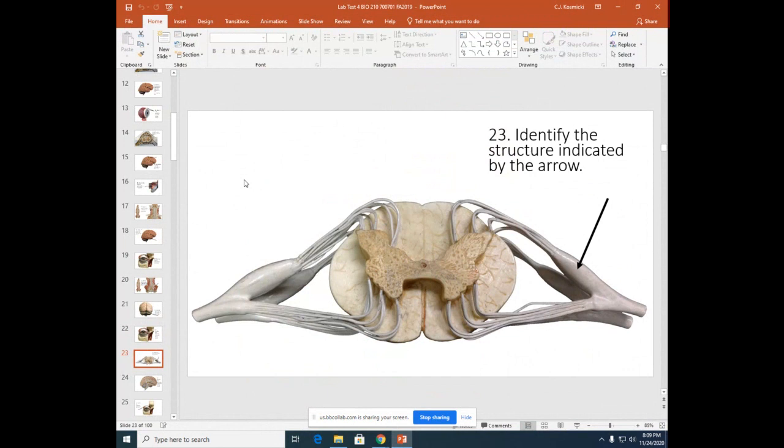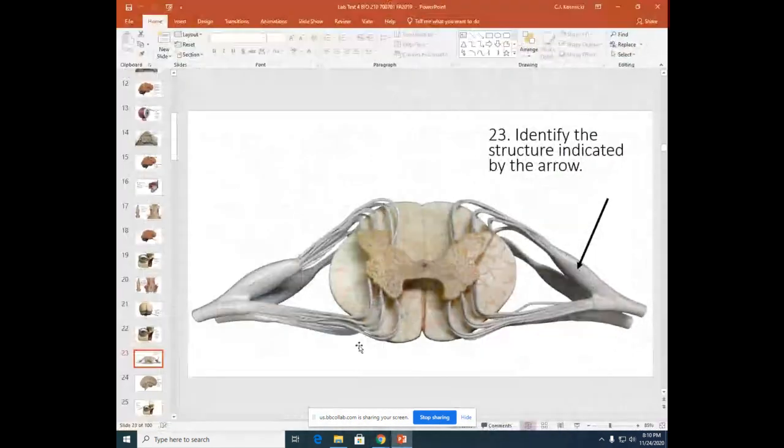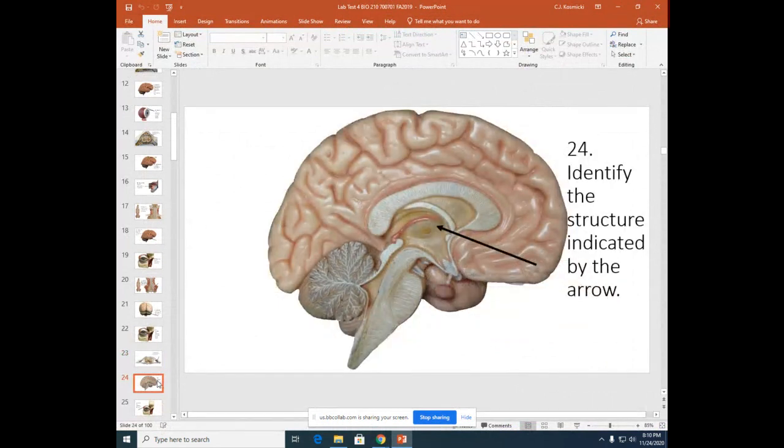I know this structure. I'll give you a hint: sensory neuron cell bodies live there. What are you folks thinking? Posterior roots or dorsal roots? Yeah, posterior root ganglion or dorsal root ganglion. Remember, that's where the cell bodies reside. A ganglion is part of the peripheral nervous system. What do we got at home? Dorsal root ganglion. Very good. You guys are rocking it.